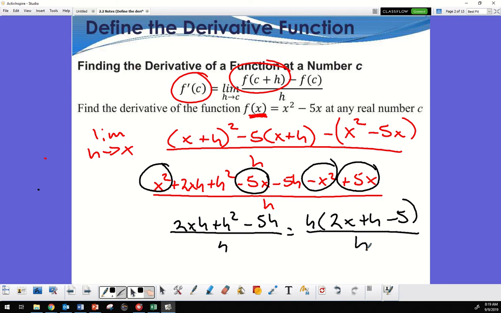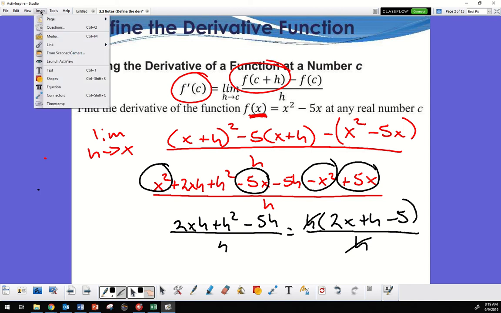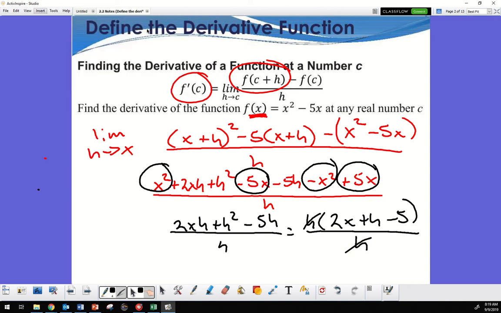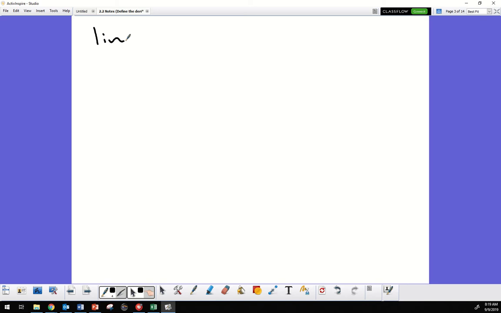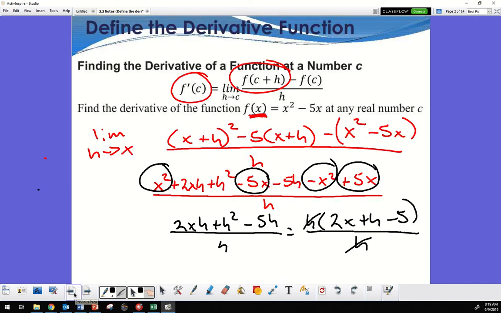And then I can cancel out an h. There we go. Now I'm taking the limit as h goes to x of 2x plus h minus 5. Yes, minus 5.